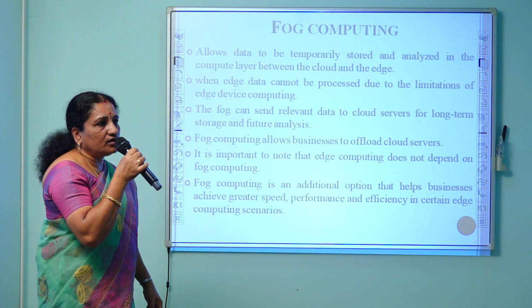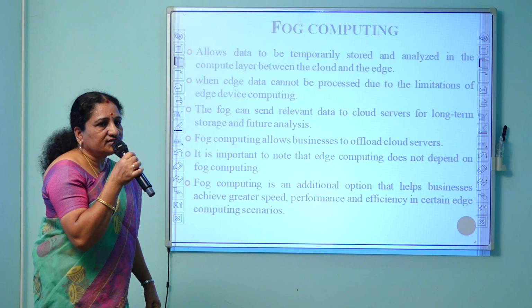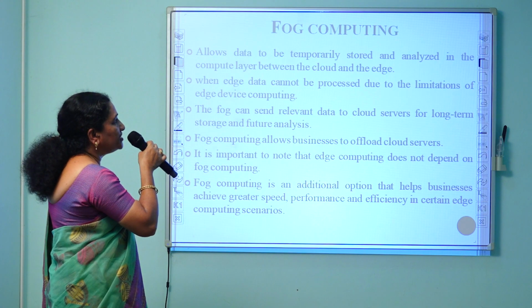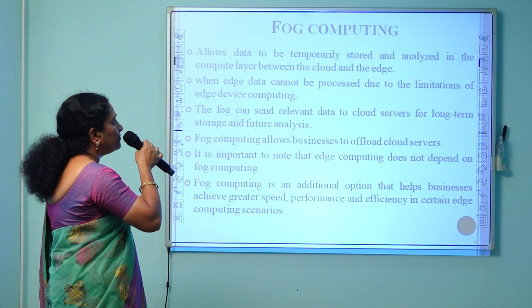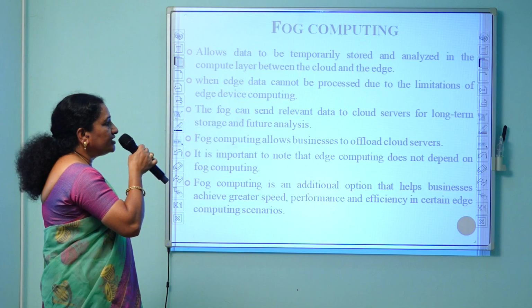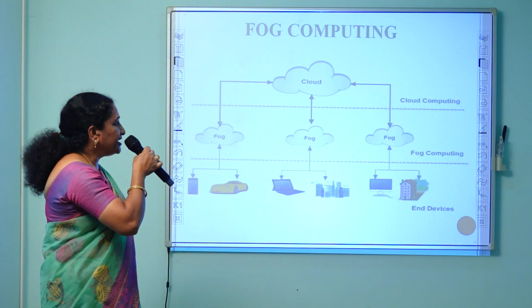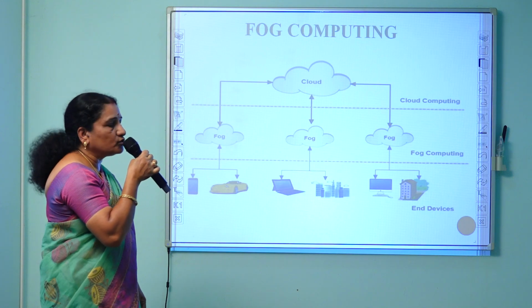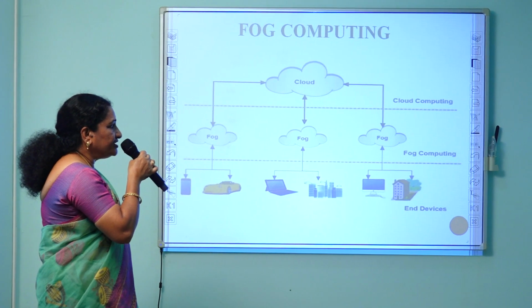The next one is fog computing. Fog computing is used in between edge computing and cloud computing. It allows data to be temporarily stored and analyzed in the compute layer between the cloud and the edge. This diagram shows fog computing. The fog computing is placed in between cloud computing and end devices.